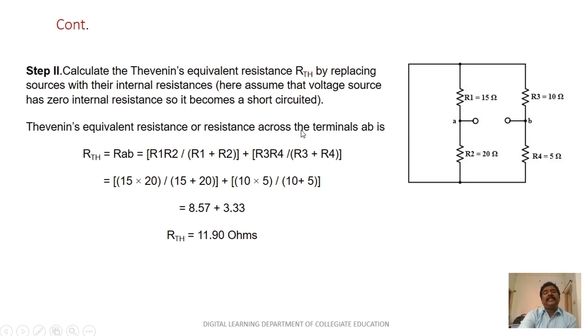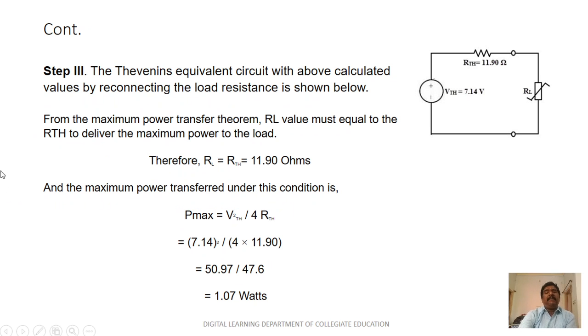These two combinations are connected in series, so I'll get 8.57 plus 3.3 ohms, which gives RTH. RTH is equal to 11.9 ohms as the total resistance of the given network. This is called the load resistance or RTH. In step number 3, finally we replace back the voltage source and the Thevenin's resistance. The equivalent circuit is VTH in series with the Thevenin's resistance, connected back to the load. Then it becomes the Thevenin's equivalent circuit.